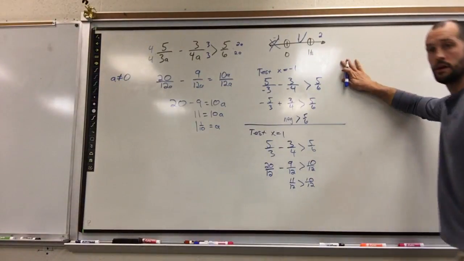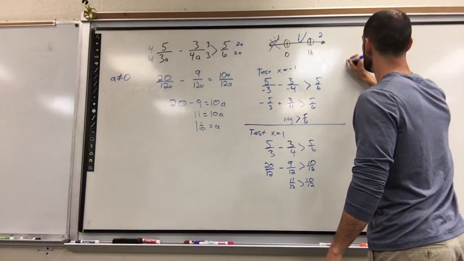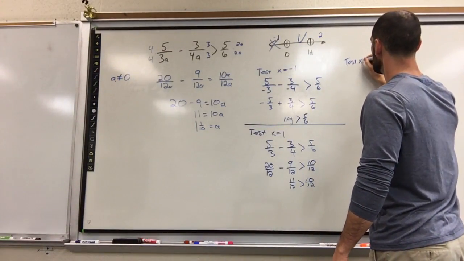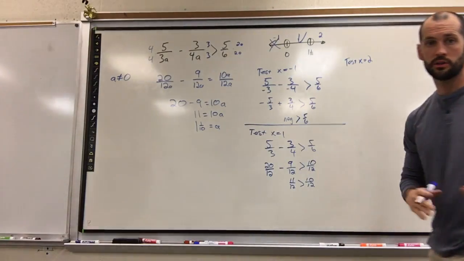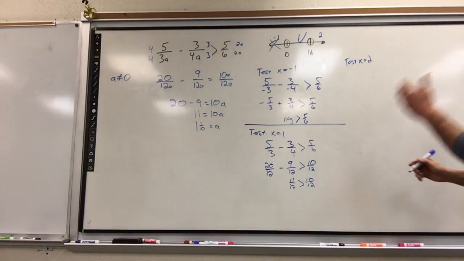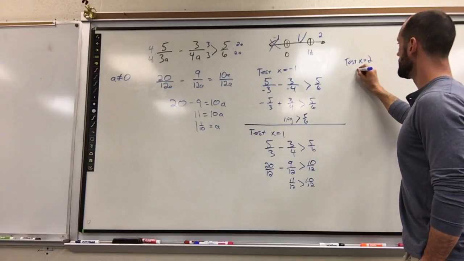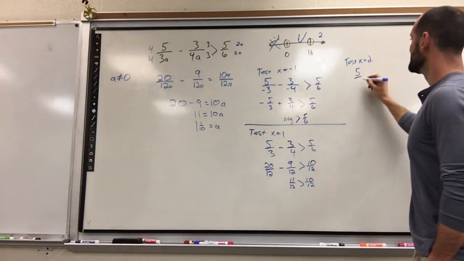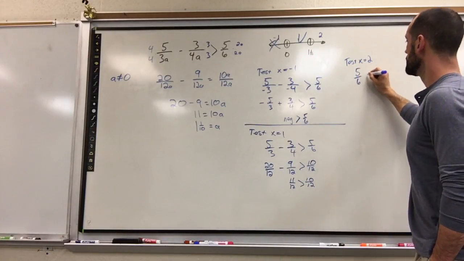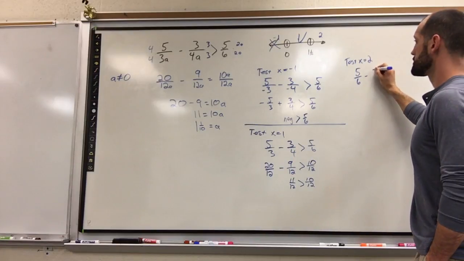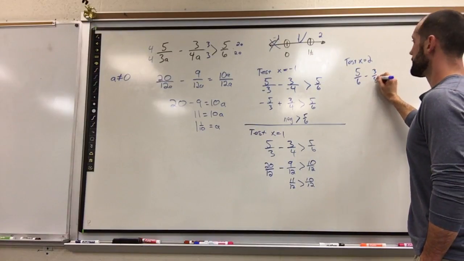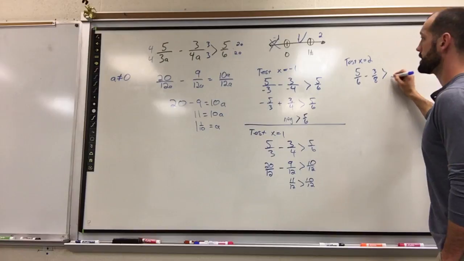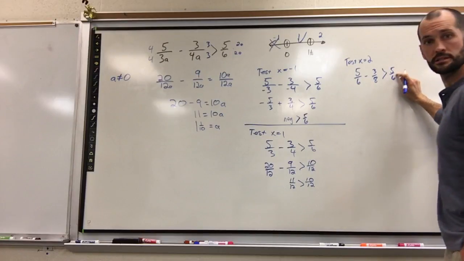Last section. I've got to test where it's 2. I have to check all these sections to make sure I know what shading will occur. So I have 5/6 minus 3/8 greater than 5/6. Can you guys still see that?